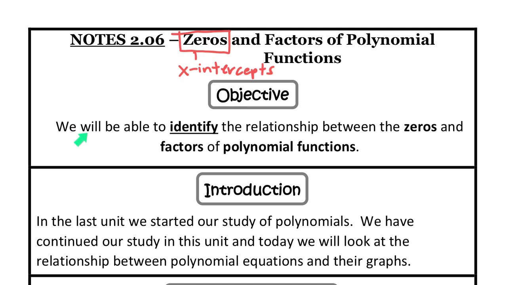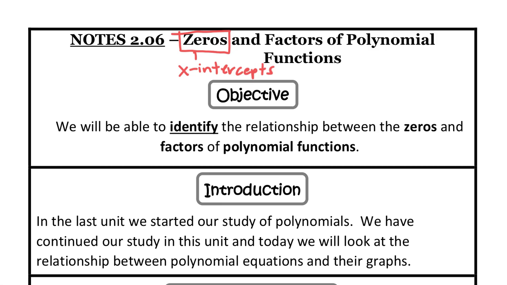Okay, so the objective today is we will be able to identify the relationship between the x-intercepts and the factors of a polynomial function. And again, we've been talking about factors. Those are the terms that we were working with in this past lesson in synthetic division and long division. These are the terms we were dividing by. And then when we were dividing polynomials, and we were factoring with GCF and difference of squares and table method, all those parentheses that we were working with, those are the factors.